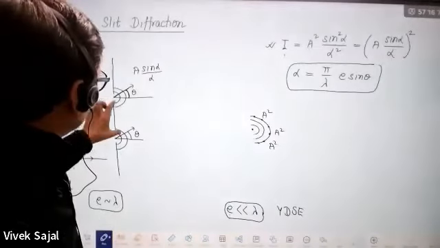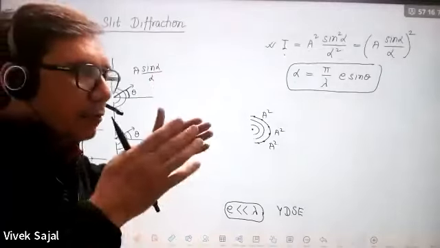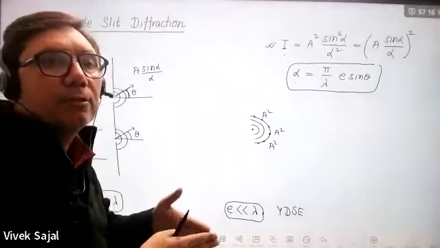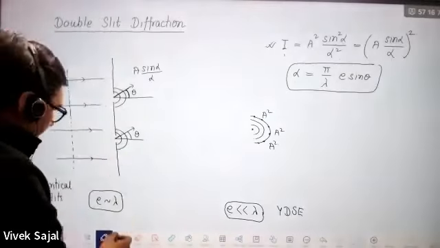So where these two lights focus in the focal plane, they are going to overlap, they are going to superpose, and they will give some resultant intensity.